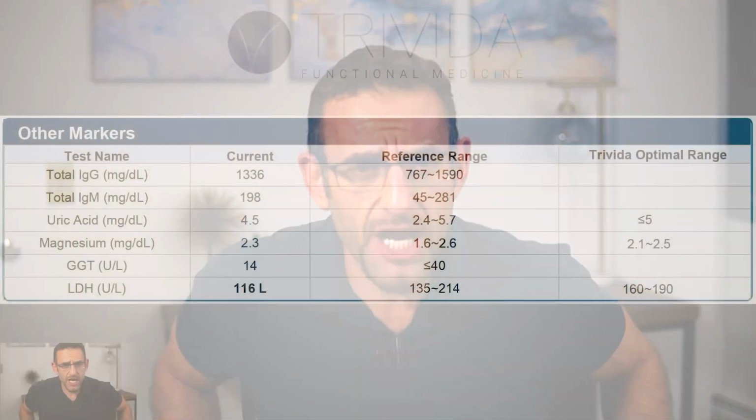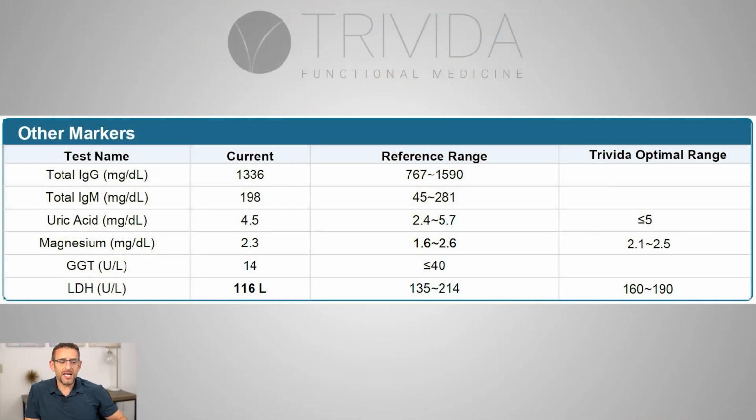Other markers that we check just to make sure we're not missing anything: total IgG. Total IgG is another antibody that fights antigens. So this is kind of what I call your long-term immune system. And then IgM, which is another antibody, is more your short-term immune system. So happening right now, right? Something invades your body, you get stuck with something, you get stung by a bee, something happens. This is your immediate response.